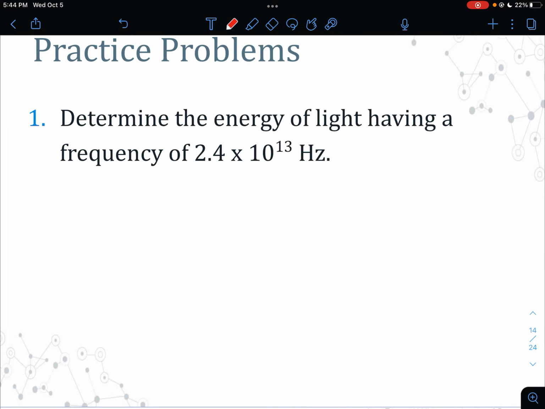So this one says, determine the energy, and like everything else we do, write the question, looking for energy of light having a frequency of 2.4 times 10 to the 13th hertz. So again, frequency is the Greek letter nu. Label it in your problem. Here is your equation. E equals h times nu. You don't have to memorize. It's available on the periodic table.